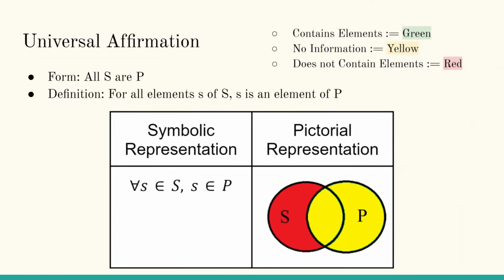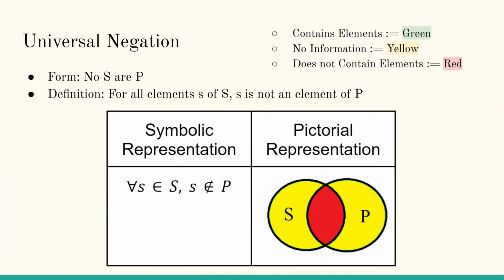Universal affirmation statements assert all S are P, and are defined as follows. For all elements s of S, s is an element of P. We see in this Venn diagram that if there are S, then S are P, and thus there do not exist S that are not P. Observe that the universal affirmation does not state that P is non-empty.